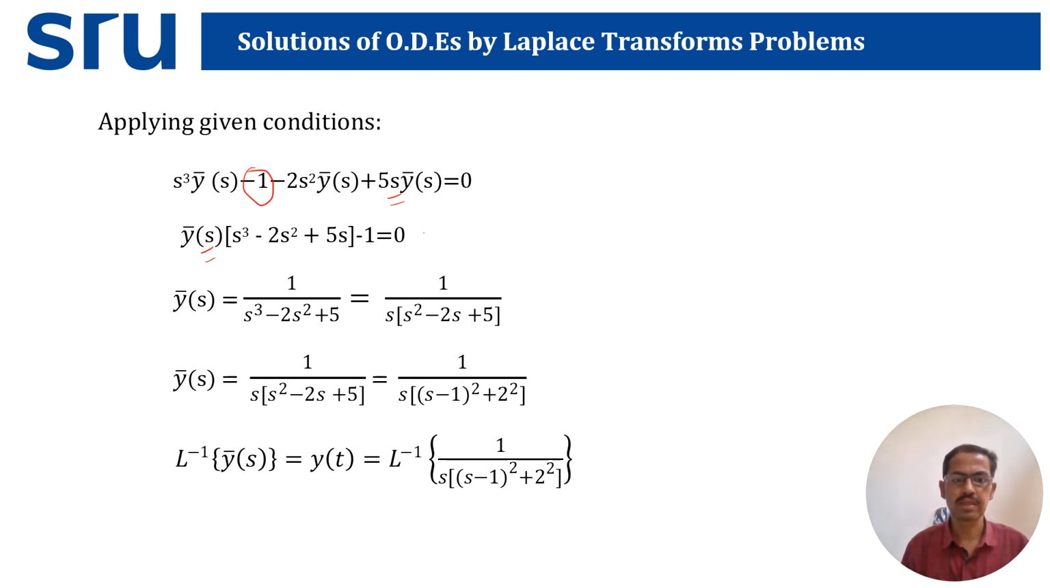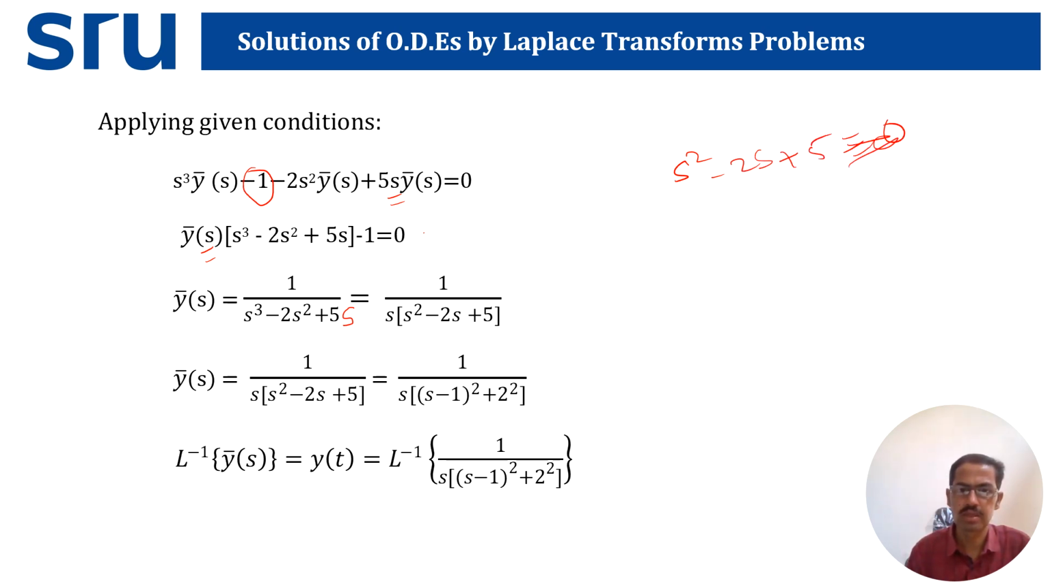So y bar of s is 1 by s cube minus 2s square plus 5s. Now take s out: 1 by s into s square minus 2s plus 5. Is it right? So how do you find the inverse Laplace transform of this? Let's take s square minus 2s plus 5 equal to 0.